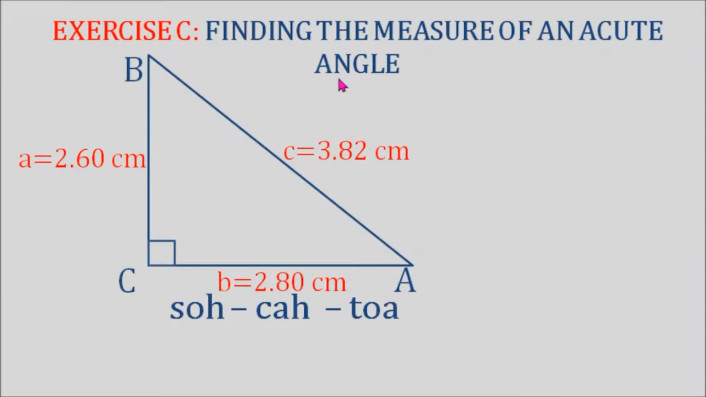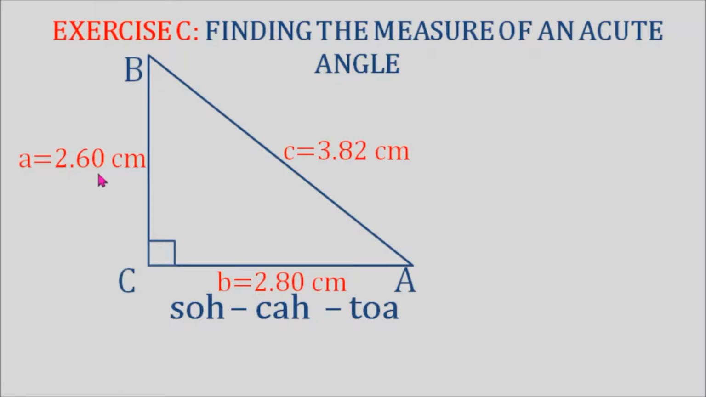And our answer rounded to 1 decimal place is 42.6. Now let's have some exercises in finding the measure of an acute angle. What is the measure of angle A? So we can use either sine, cosine, or tangent. If we are going to use sine, sine of angle A is the ratio of the opposite side and the hypotenuse.